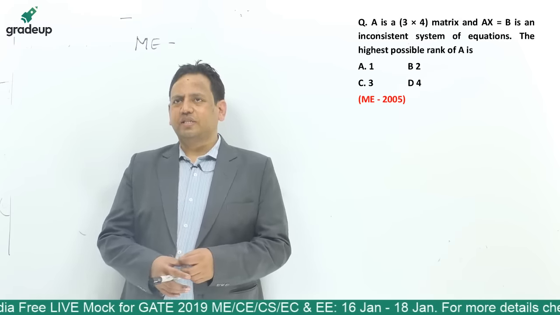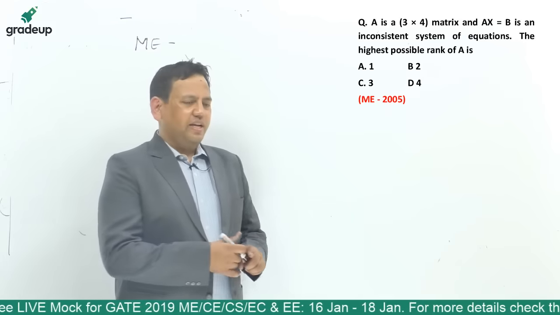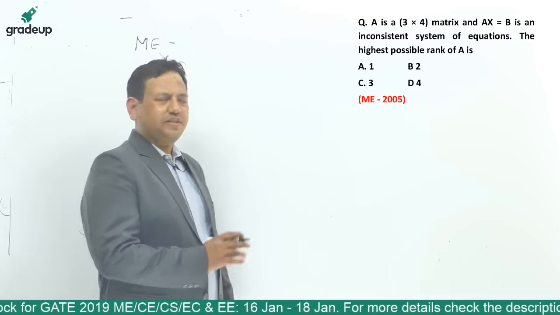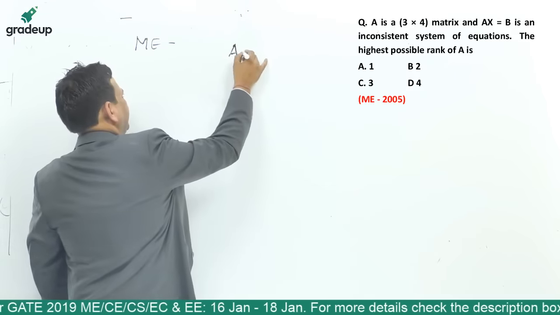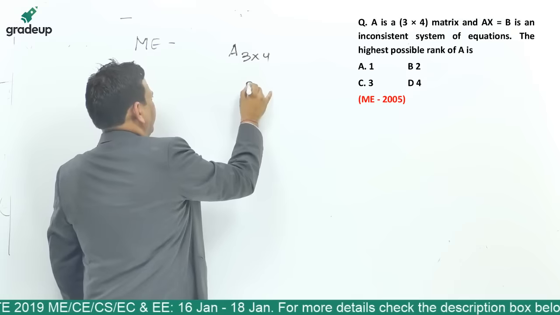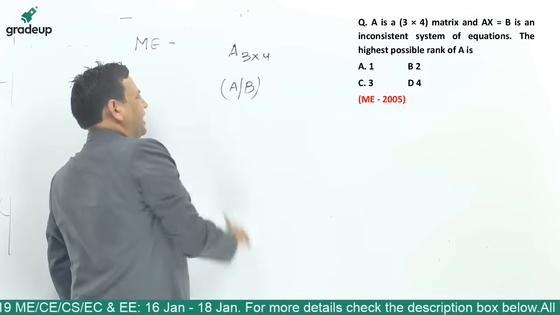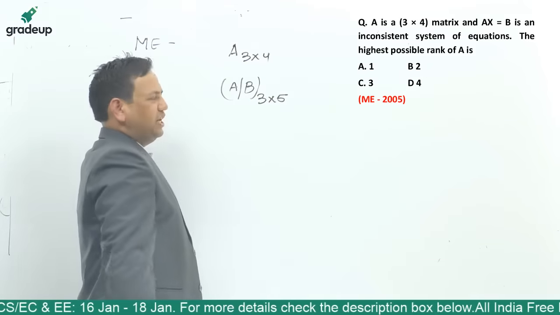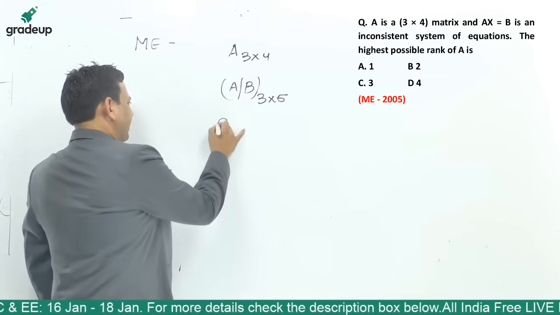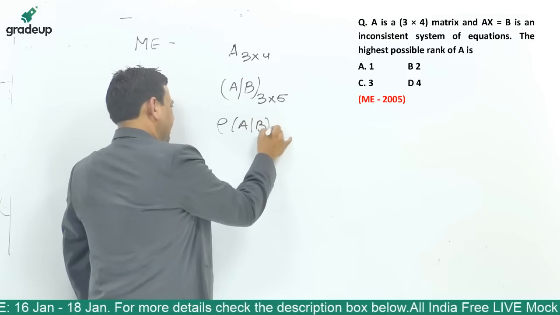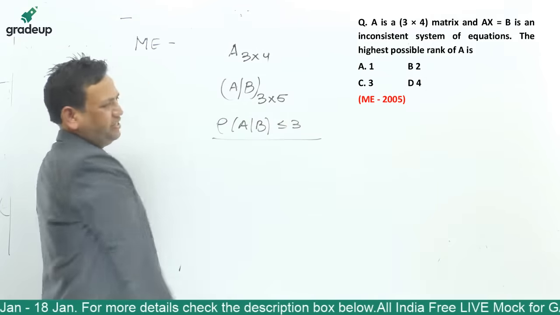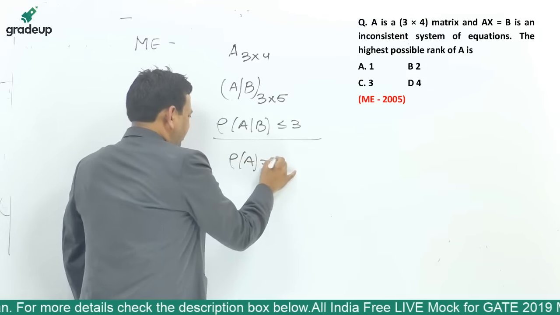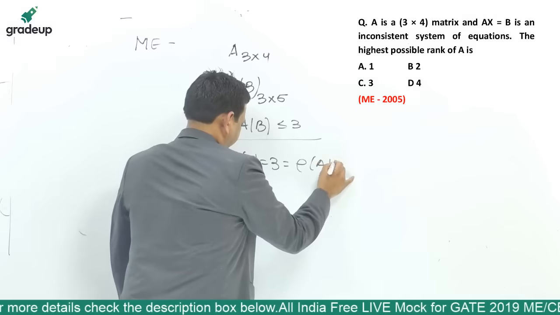I will explain the answers. Don't worry about it. Now understand, we are saying A is a 3 cross 4 matrix. Now, what about AB? Whenever you are adding B, you are adding one more column, not a row. So this is a 3 cross 5 matrix. What is the maximum possible rank for AB? It is always less than or equal to 3. So if rank of A is equal to 3, then it is equal to rank of AB.